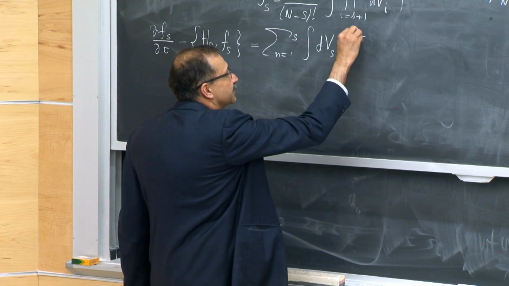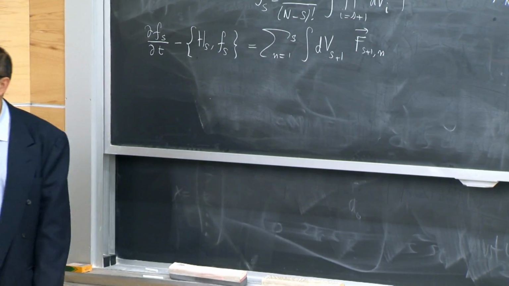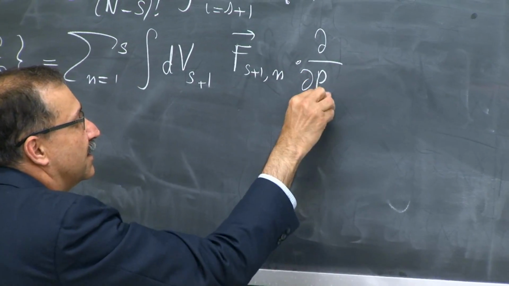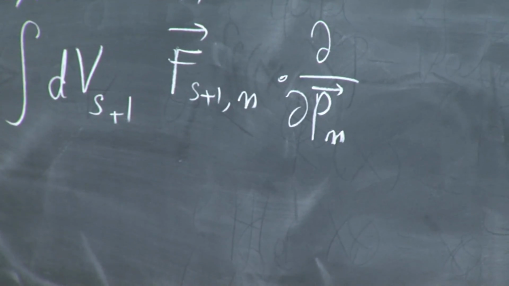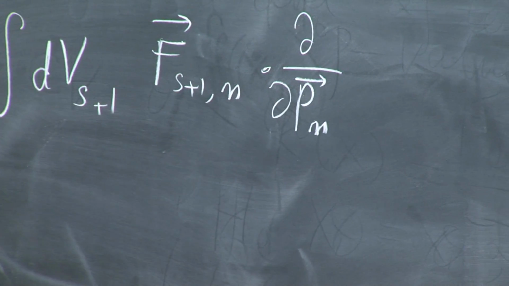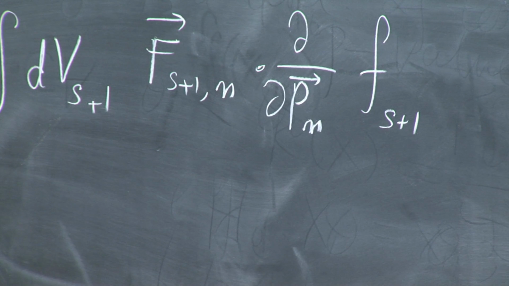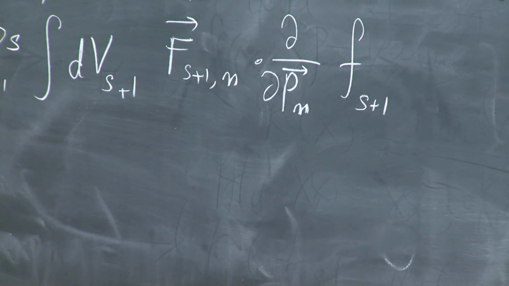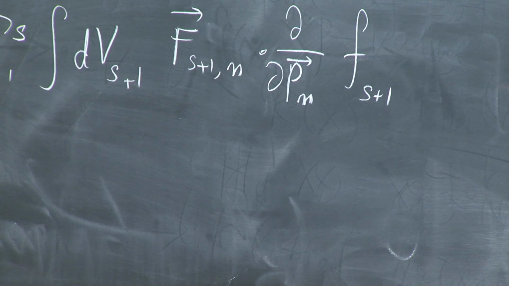I had the force exerted from particle s plus 1 on particle n, changing the momentum of the particle n. But the likelihood that this happens depends on finding the other particle also. So I had this dependence on the density that was s plus 1. So this was the BBGKY hierarchy.